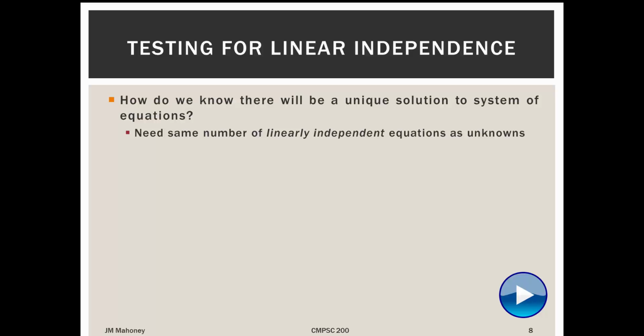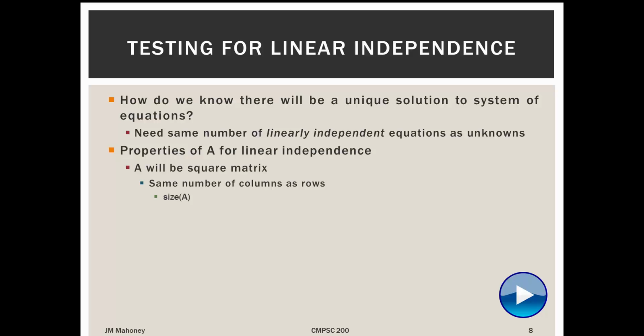And we'll see numerically what this looks like in a little bit in the examples. But the basic idea is that we can't take a linear combination of equations to get a third equation. So there are some properties of this A matrix that are going to guarantee linear independence of our systems. The first rule, and we've seen this before, is A must be square. It must have the same number of columns as it has rows.